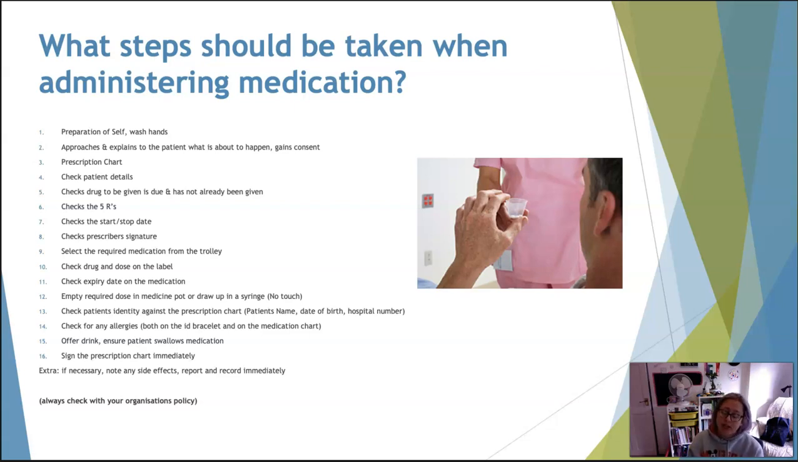Again, we should be checking the patient's identity to make sure that they are the correct patient before we give them the little pot or whatever medication it is. Again, checking for any allergies, making sure that they're both noted on the medication chart and an allergy bracelet if appropriate. And then offer a drink and make sure that the patient swallows the medication.